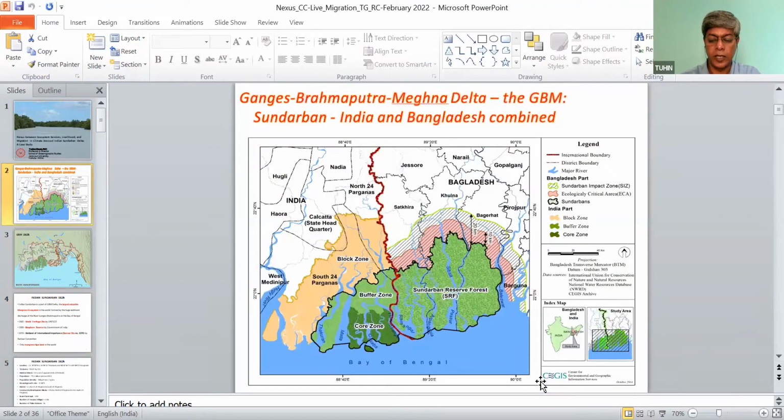So yeah, what I was talking about, this GBM delta, the entire GBM delta, this is the habitated area within the Indian part. This is the international boundary. And unlike the Indian part of Sundarban, in Bangladesh there are some buffer areas, 10 kilometer and 10 kilometer each, the ecologically critical area and the Sundarban impact zone. So nobody is living within the forest.